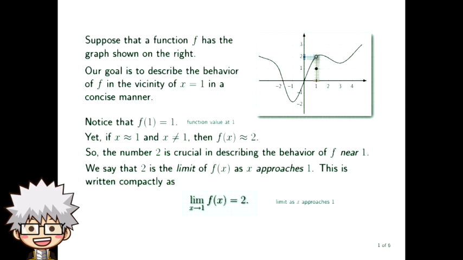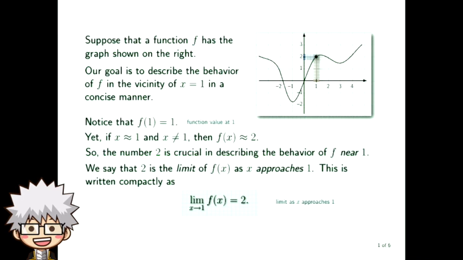Also, we point out that the limit as x approaches 1 has nothing to do with the value of f at 1. We could change f of 1 to any number we like, or even leave it undefined, and the limit remains 2. Note that if the limit as x approaches 1 is different from f of 1, there's a hole in the graph at the point (1, 2). If f of 1 were equal to the limit, the hole would be filled.